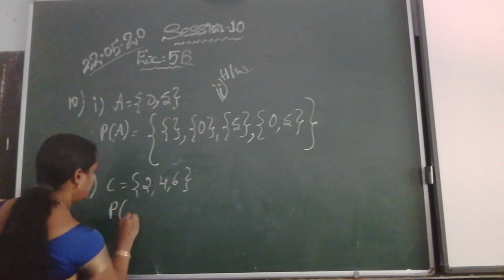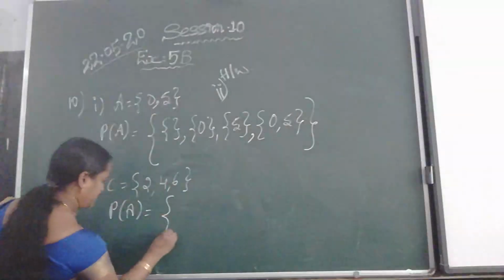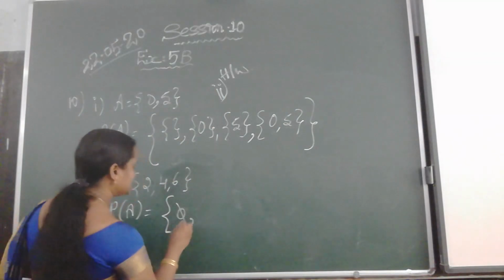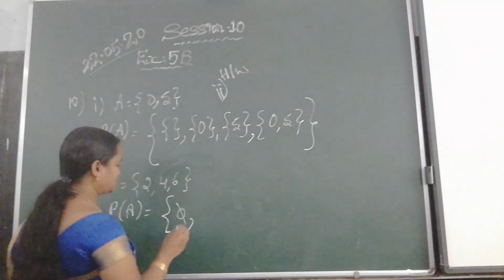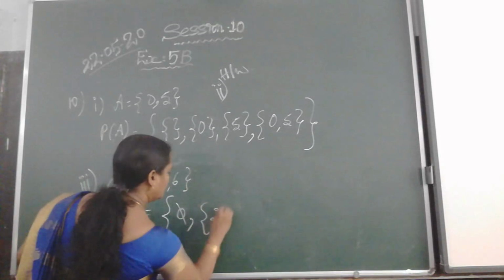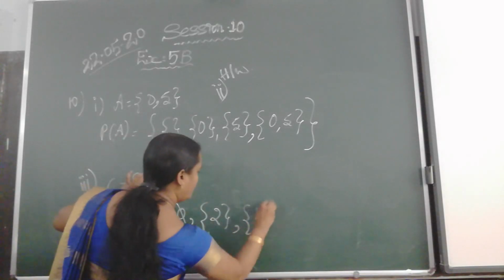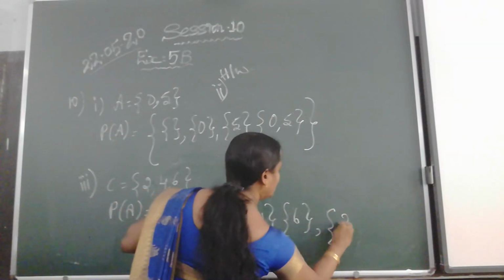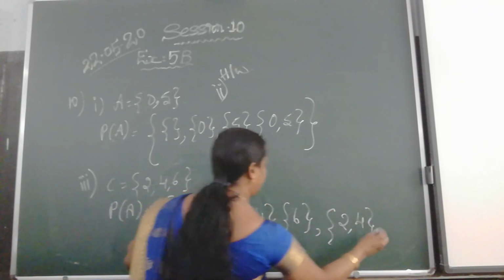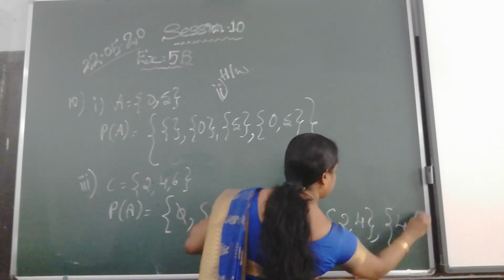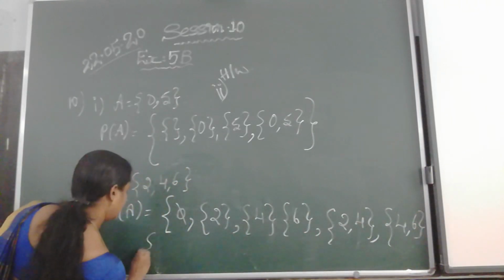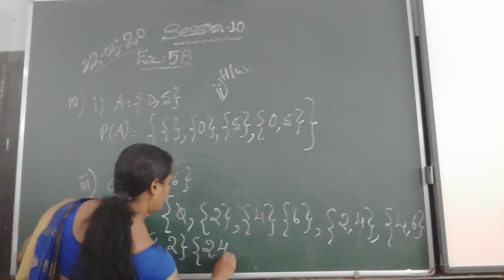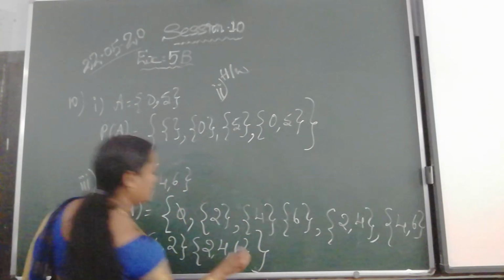Now power set we have to write P(C) with a big bracket, because this is the power set we are finding. Then after that empty, like this you can write, otherwise this empty bracket also, that is the null set. Then afterwards 2, then 4, after that 6, then 2, 4, after that 4, 6, then 6, 2, after that 2, 4, 6, then the final bracket.